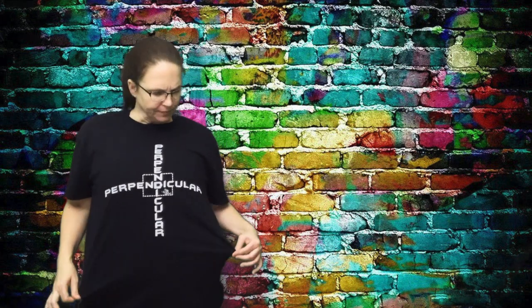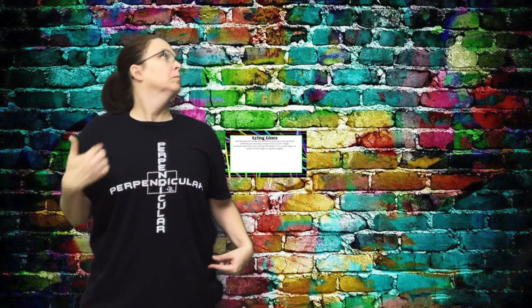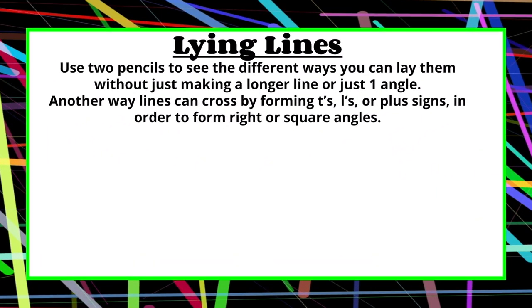And then there's a special kind of intersecting line. I wonder if you might think about what it could be. Oh, yes, there's perpendicular lines.